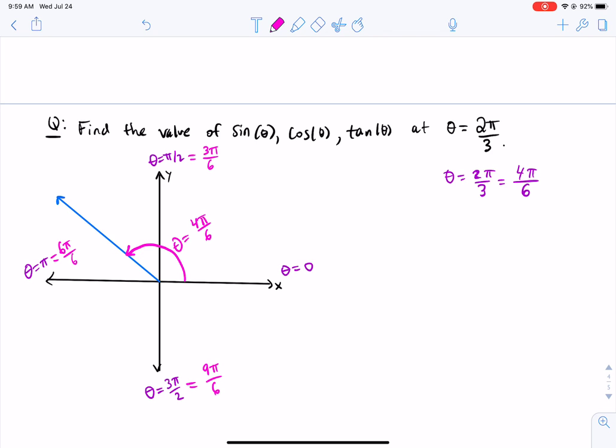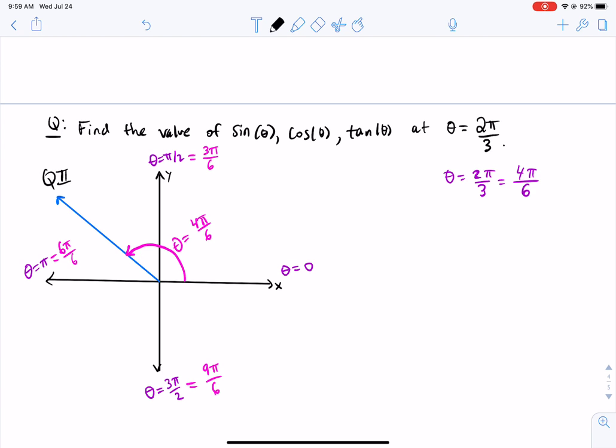And what do we know about sine, cosine, and tangent over there? In the second quadrant, sine is positive, cosine will be negative, and tangent will be negative. So just keep that in mind, that we are expecting sine to be positive and the other ones to be negative. How do we find what sine and cosine are?